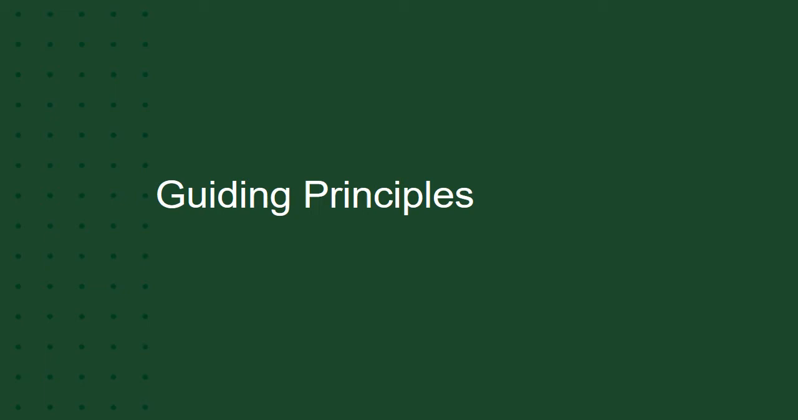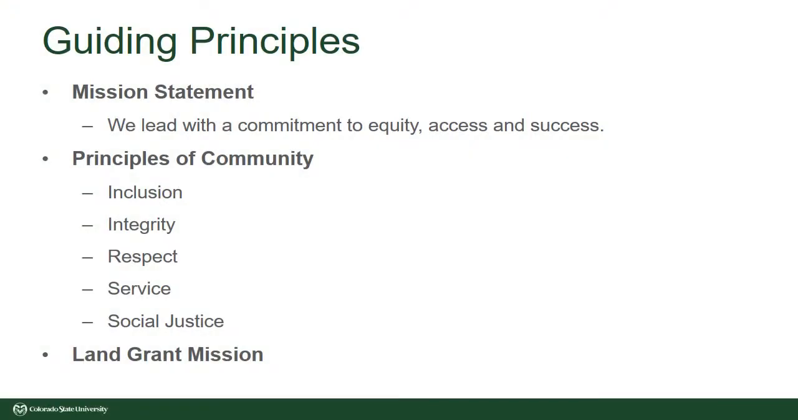So starting out, I do want to highlight our guiding principles that influence how we got to this current offer letter. And by guiding principles, I'm referring to the things that influence us as an office to make sure that we're striving to serve as best as we can our students. We are influenced by our mission statement, our CSU principles of community, and also our land-grant mission here at CSU with the obligation to really help all our students in the state of Colorado. So all of these three things, along with amazing leadership from the office, really influence the offer letter that we have today.